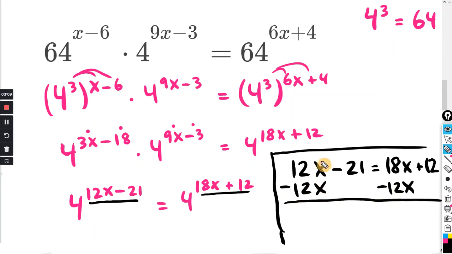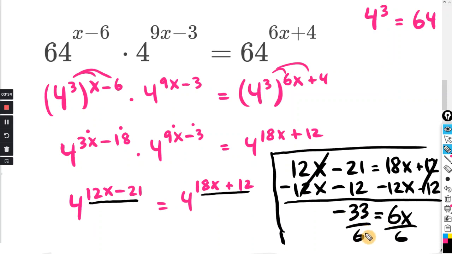All right, negative 12x minus 12x cancels. 18x minus 12x is 6x. Bring down the equal sign, and I want to get rid of this 12, so minus 12 on both sides. 12 minus 12 cancels. Negative 21 minus 12 is negative 33. And dividing both sides by 6. The 6 is canceled. We have negative 33 over 6.